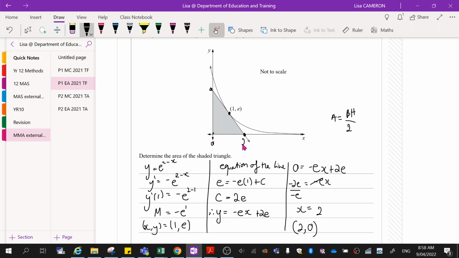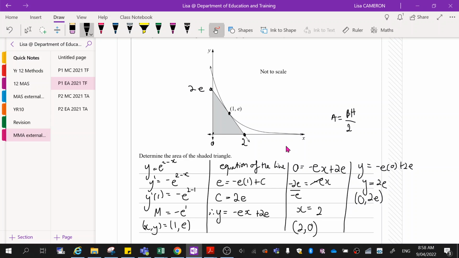So this point here is 2. Now we're going to do the same thing, but we're going to let y equal the thing that we're trying to find, and x equals 0. -e times 0, plus 2e. Pretty easy to see that y is equal to 2e. So then we've got (0, 2e). So that means that this part has got a length of 2e.